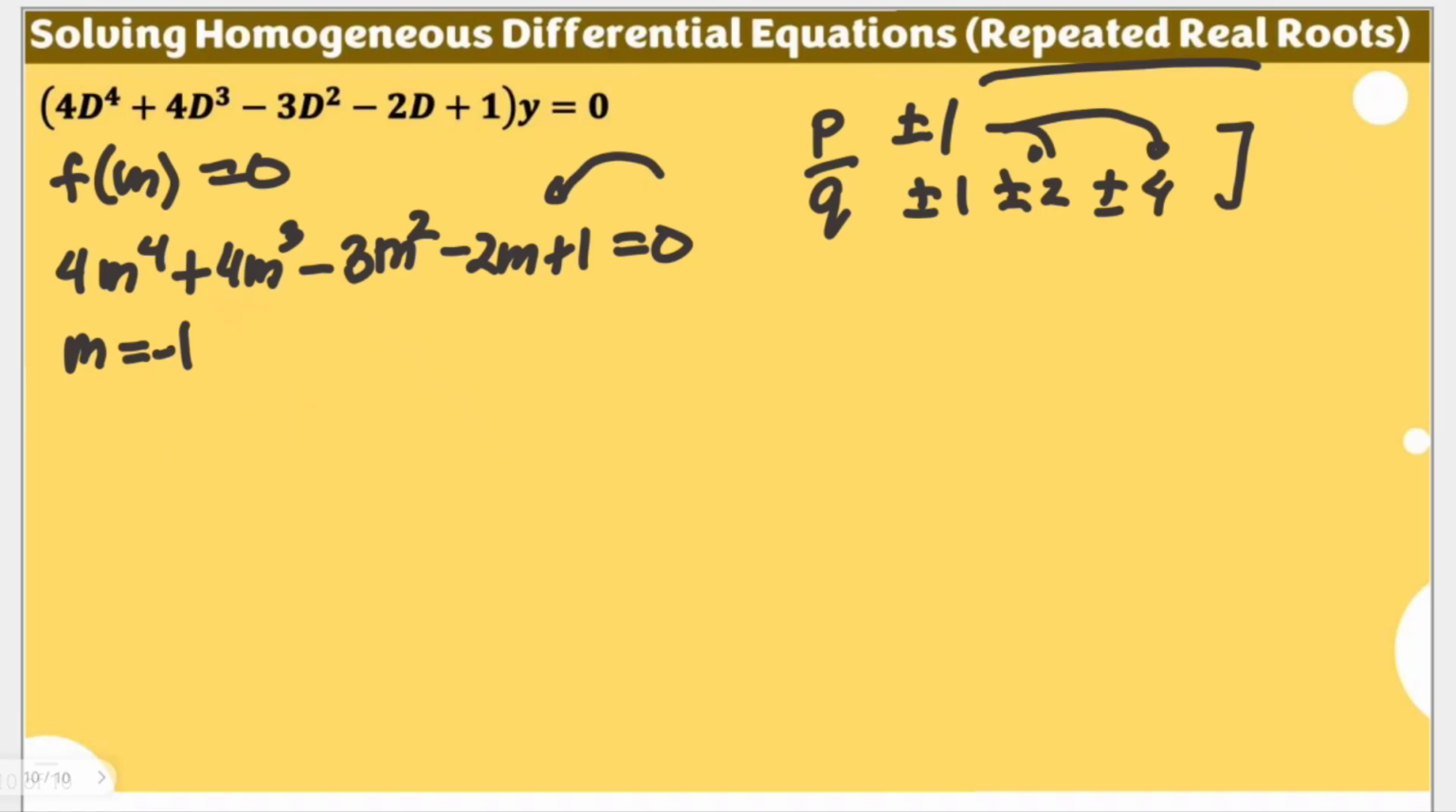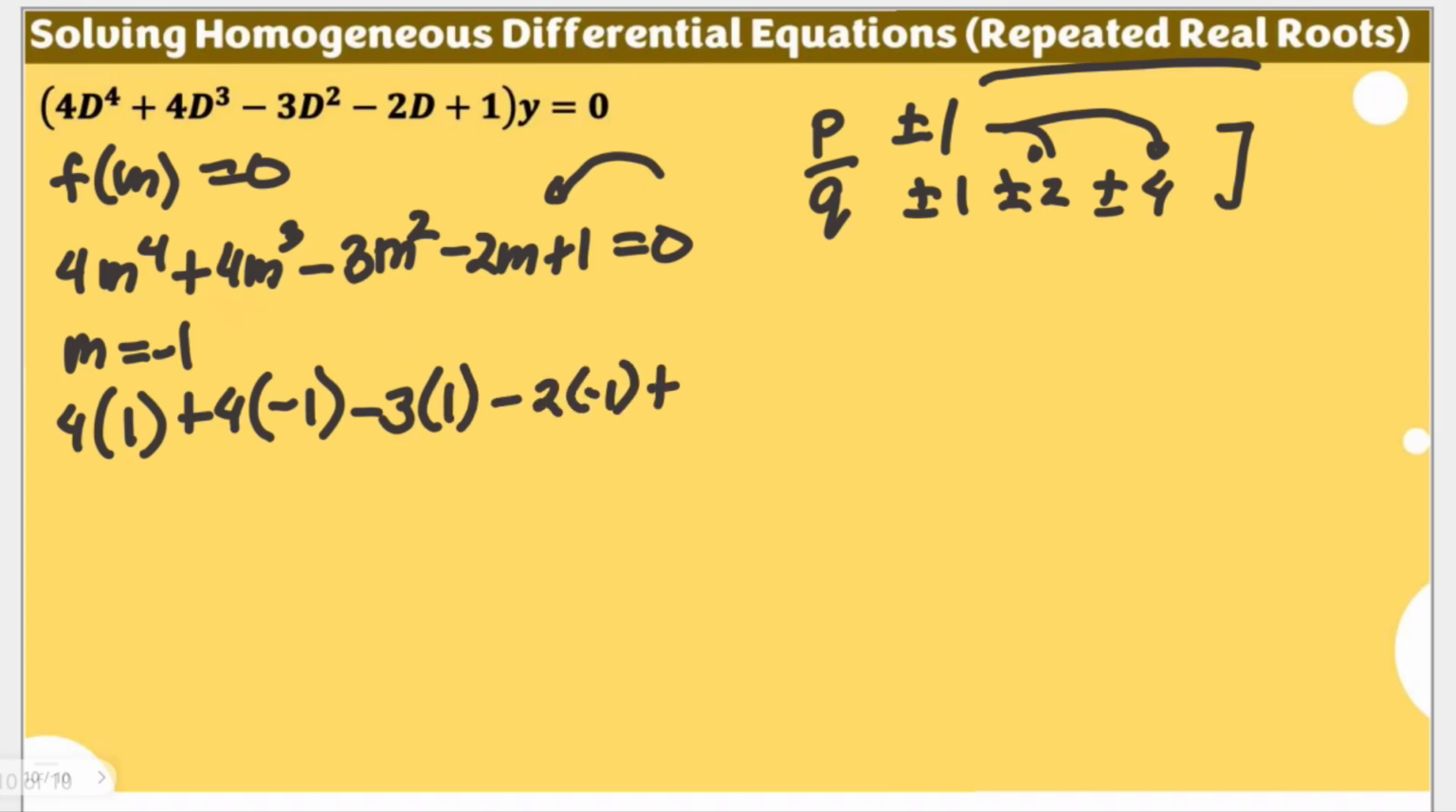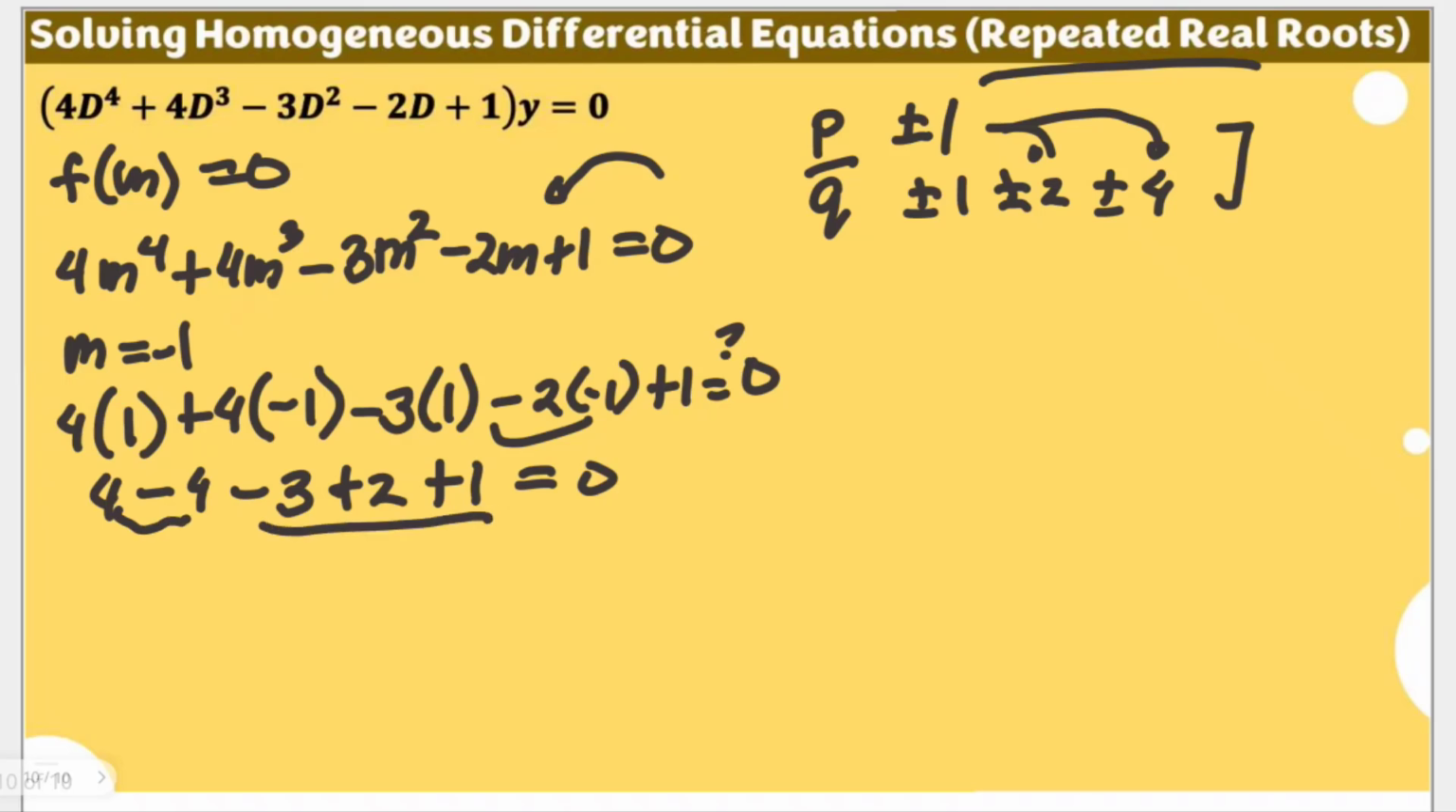So for negative 1, you have 4 times the fourth power of negative 1, which is positive 1, plus 4 times the cube of negative 1, which is still negative 1. You can see that this will be simplified later, and that is the beauty of a negative value. Minus 3 times the square of negative 1, which is 1, minus 2 times negative 1 plus 1. Let's check if it's equal to 0. 4 minus 4 minus 3, negative times negative, plus 2 plus 1: you have 4 minus 4, that's 0, and this is also 0. So check, negative 1 is one of the roots. Hence, our first factor is m plus 1, once you move that to the other side equal to 0.